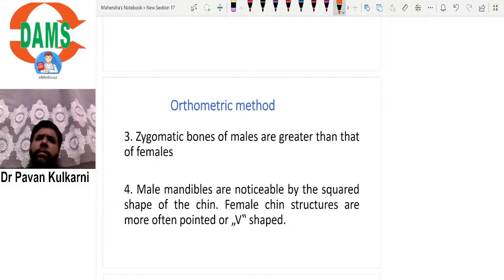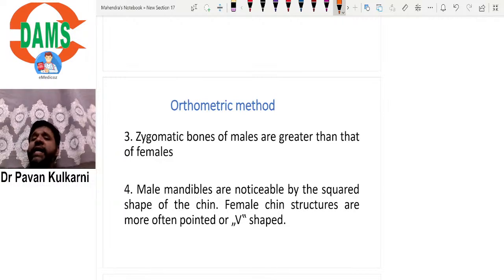Moving on to the mandible. They actually say that identifying the individual using the mandible is a very low accuracy method, except for one important feature: the chin. In males, usually the chin is square shaped, whereas in females, usually it is pointed or V shaped. That is one of the crude methods.